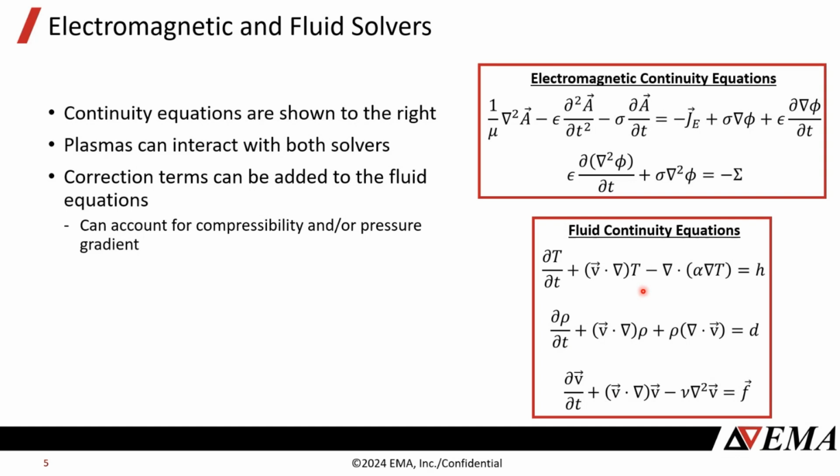And then here in the bottom, we have our fluid continuity equations. You'll notice we have 3 of them, one for temperature, one for density, and one for velocity. These are the simplest forms of these equations. Correction terms can be added to them to account for compressibility and/or pressure gradient if the user desires those terms to be included. And on the right-hand side of these equations, on the fluid continuity equations, you'll see are the source terms for each one.